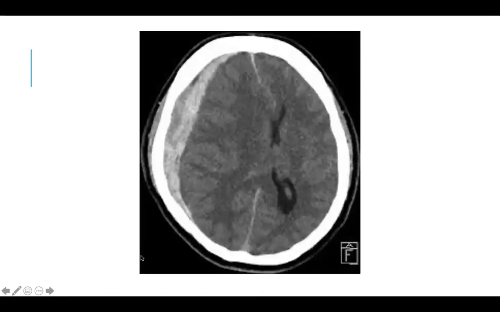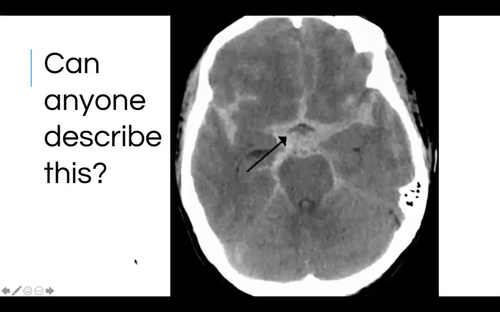Yeah, scalp hematoma, but there's also a subdural hematoma on the right with midline shift. So very similar to the previous one. And can anyone describe what's going on here? So from the, what you would say in an OSCE?